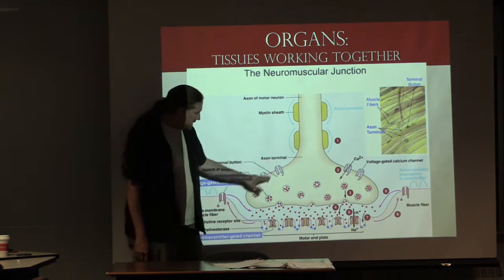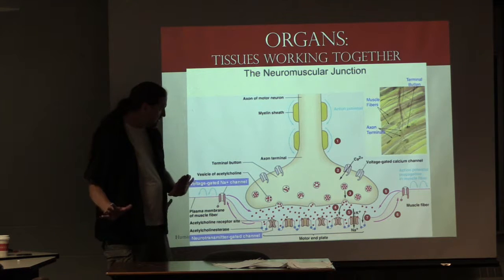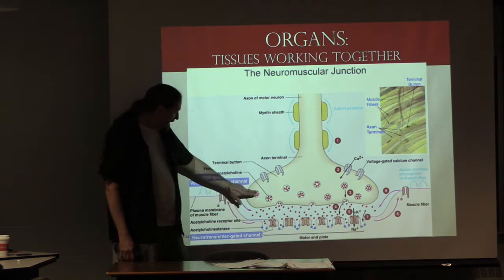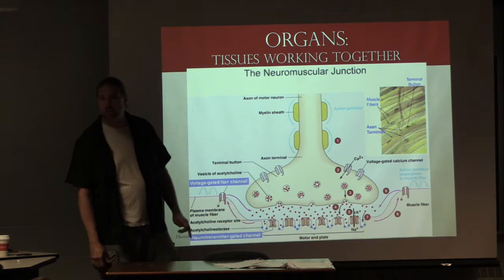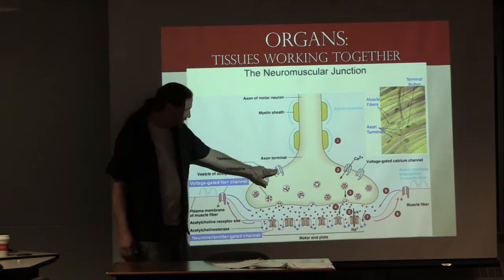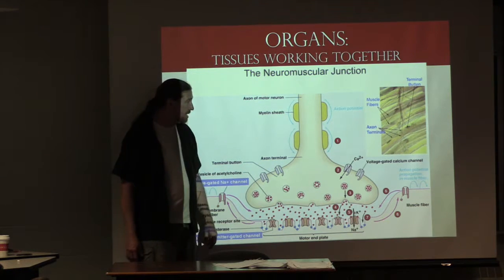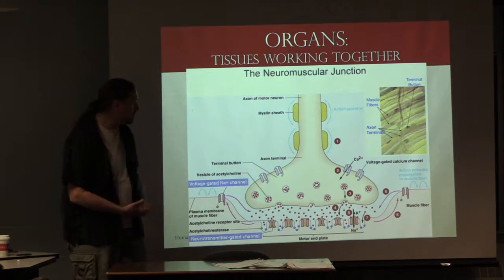So here's the end of the axon. So this is the end of the nerve cell. And pretty much what I've drawn here is hopefully the same thing. We have vesicles that contain acetylcholine, using little red dots to represent it. These are the calcium channels, voltage gates. They change shape by a change in charge.